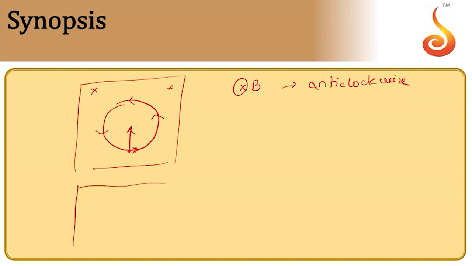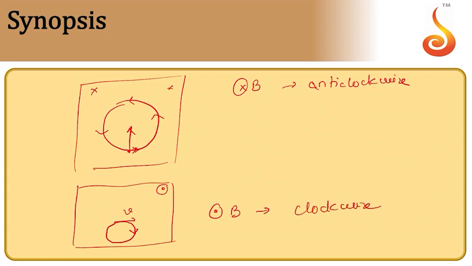Let us consider one more case. In this case, it is an outward magnetic field and the velocity is in this direction. Then clearly the charged particle traces this circle. Therefore, in the inward magnetic field, the charged particle traces a clockwise circle. Outward magnetic field, the charged particle traces this one.